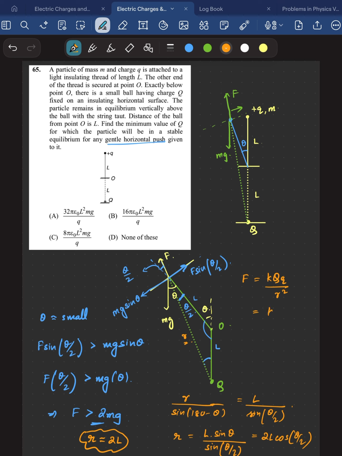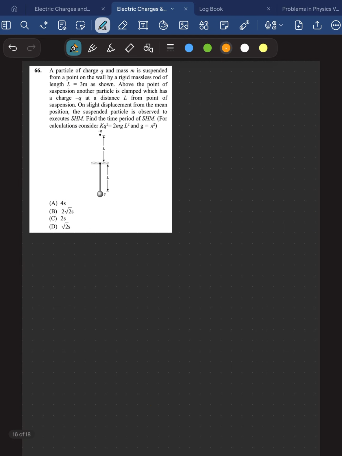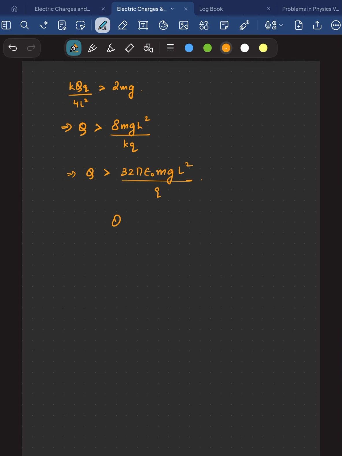So we'll get the force value to be equal to kQq divided by 4L squared. And now plugging this into the condition, you want F to be greater than 2mg. So kQq by 4L squared has to be greater than 2mg. So what should your value of capital Q be? Your value of capital Q has to be greater than 8mgL squared divided by kq. So that implies your capital Q value has to be greater than 32 pi epsilon naught mgL squared divided by small q. So your minimum value of charge required will be equal to 32 pi epsilon naught mgL squared divided by q.